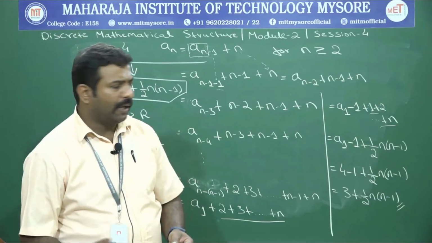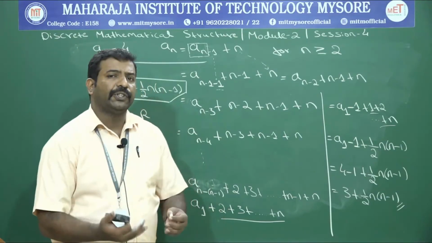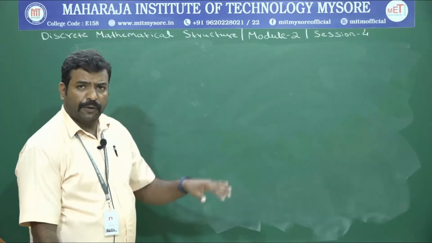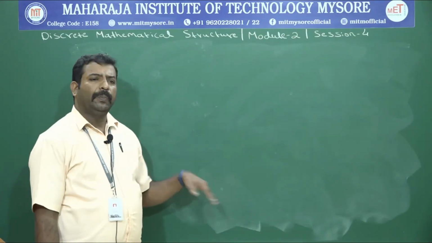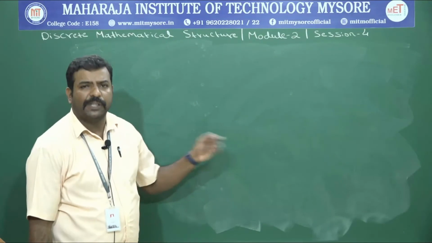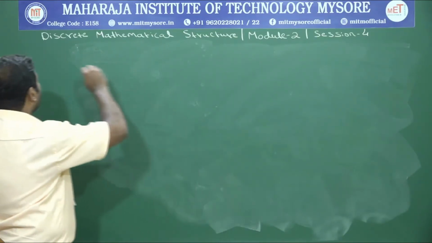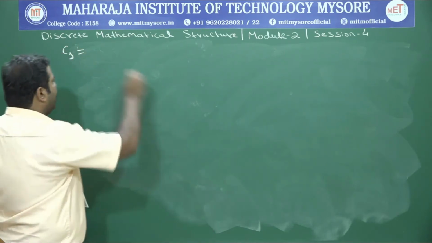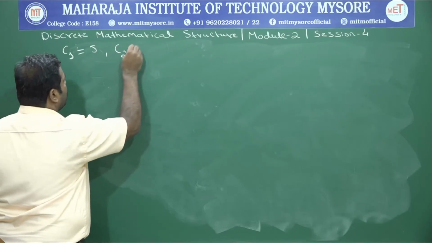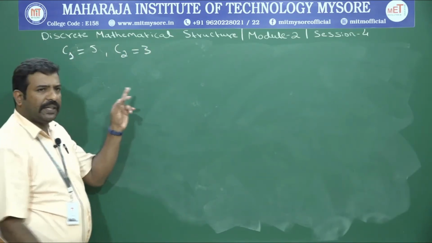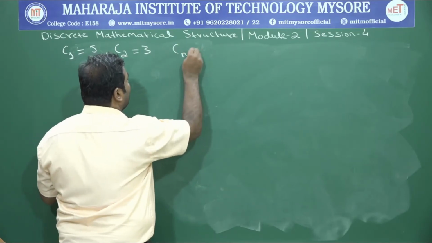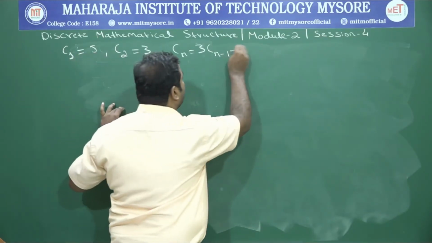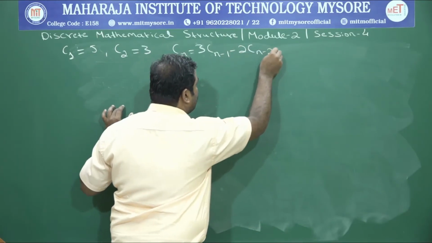Now we'll see a few more examples of how exactly this recursive definition should be dealt with while converting. Fine. Now just take this particular recursive form, for which we are going to prove what the explicit form is going to be. I am giving the form as C1 equals 5, C2 equals 3, where Cn equals 3C(n minus 1) minus 2C(n minus 2). Fine.